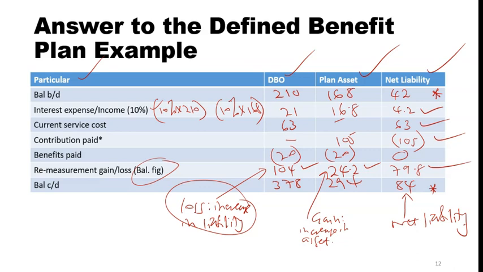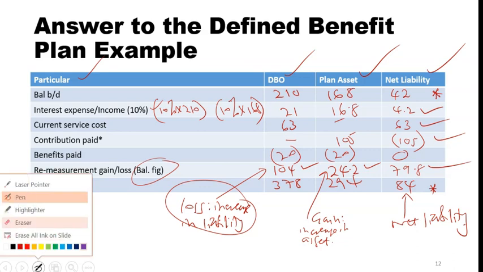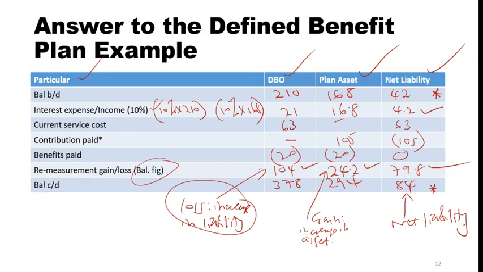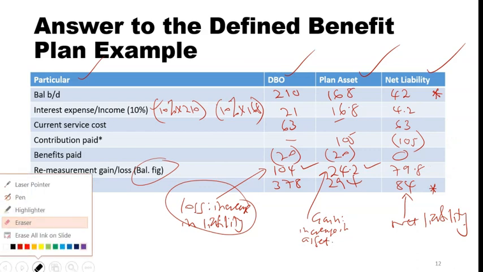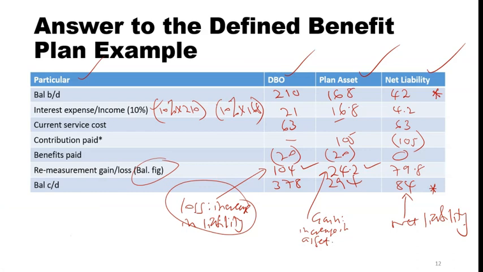Okay, let me just first erase some of the issues, right? Because if I do not erase, it won't augur well. So, okay, for the interest, the net interest is this one, right?